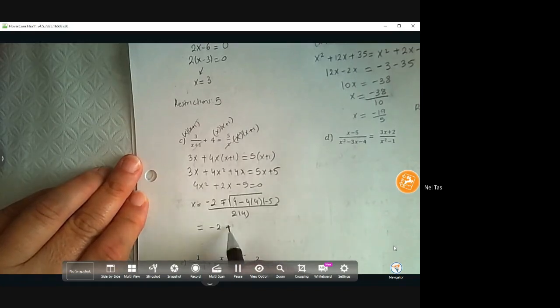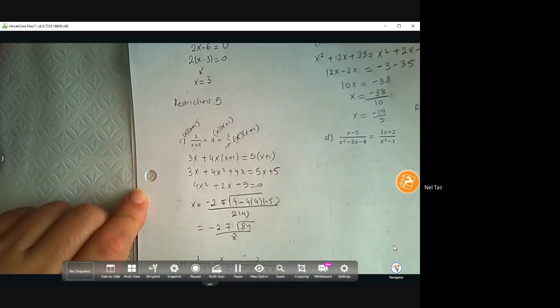So we have -2 ± the square root of... 4 times 4 is 16. 16 times 5 is 80. So 4 + 80 gives you 84. So √84 over 8. Then we should simplify the radical. 84 can be written as 4 times 21. So that gives you 2√21 over 8.